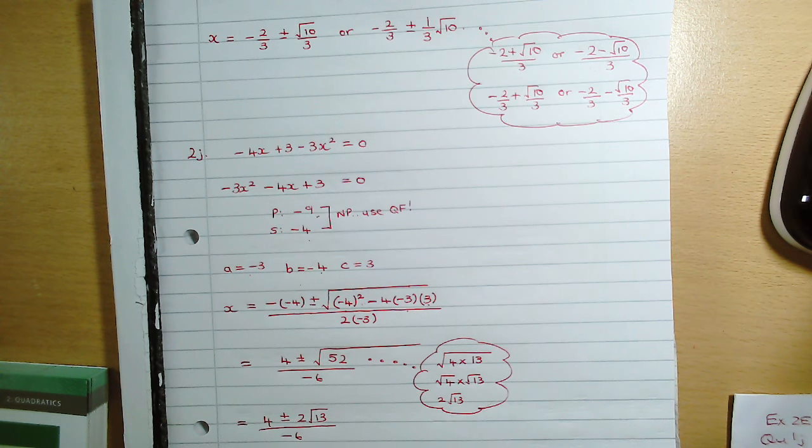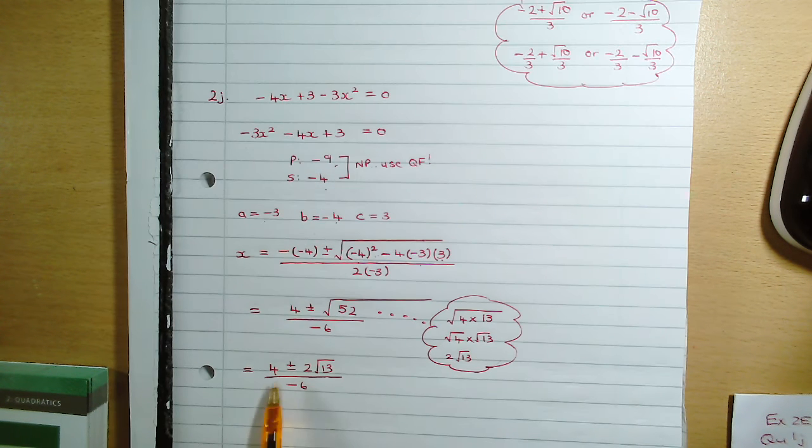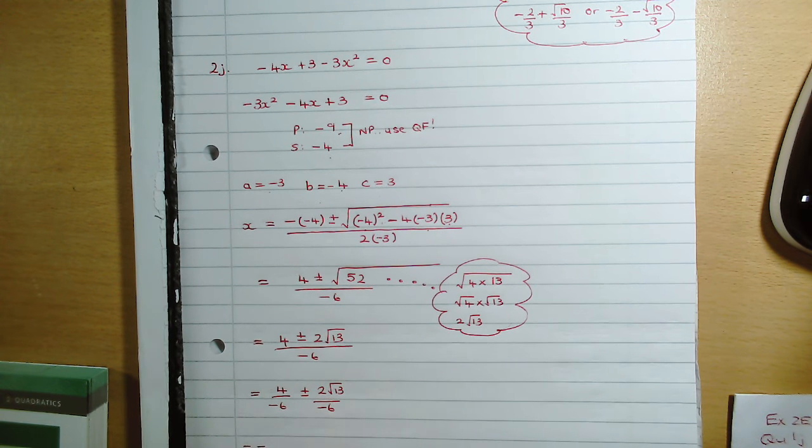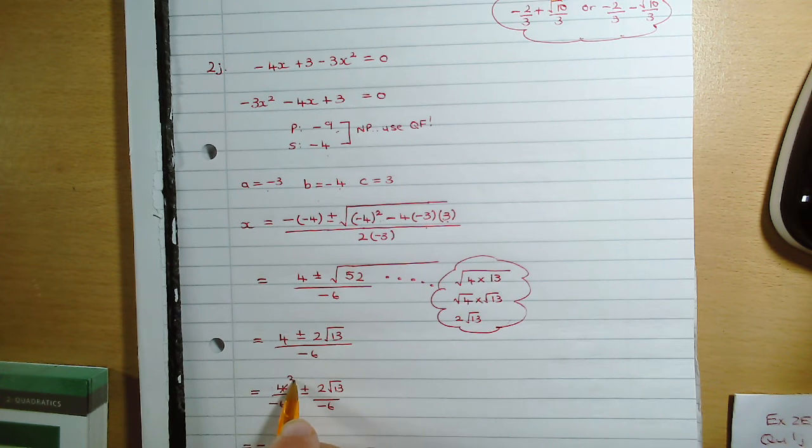And again, break up the numerator because we've got two terms into two separate fractions here. So divide both terms in the numerator by the denominator. So we've got 4 over negative 6 plus or minus 2 root 13 over negative 6. Sort out the sign. Positive divided by negative is negative. And then cancel the numbers. 2 goes into both twice and 3 times.